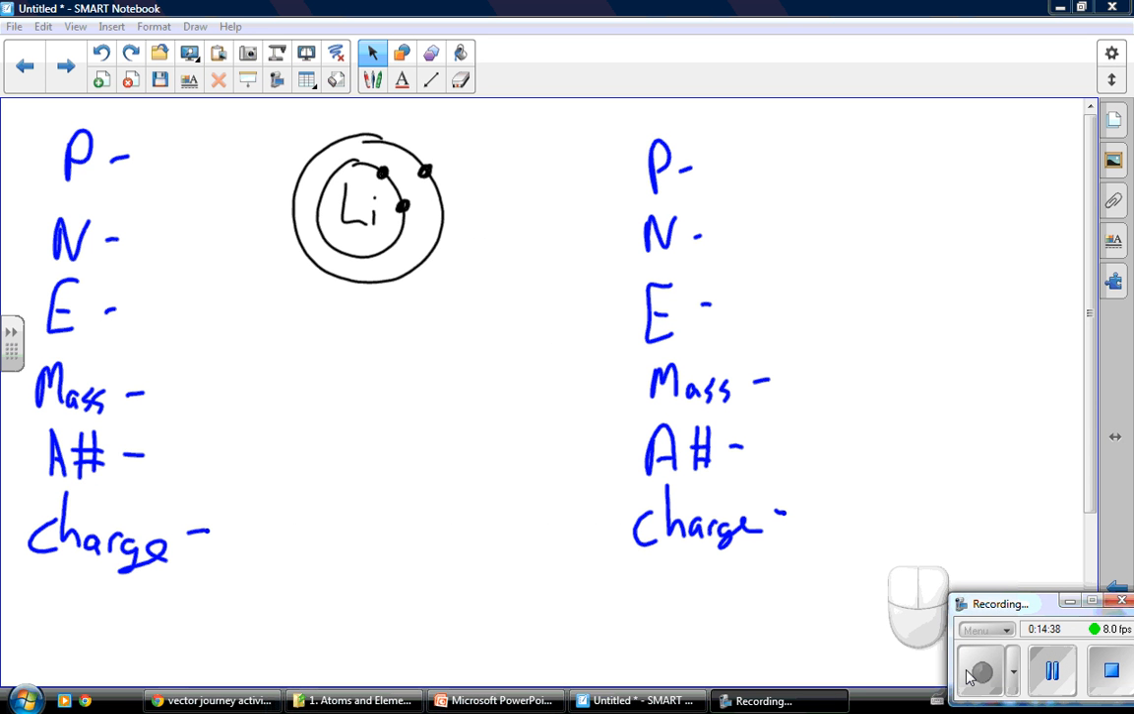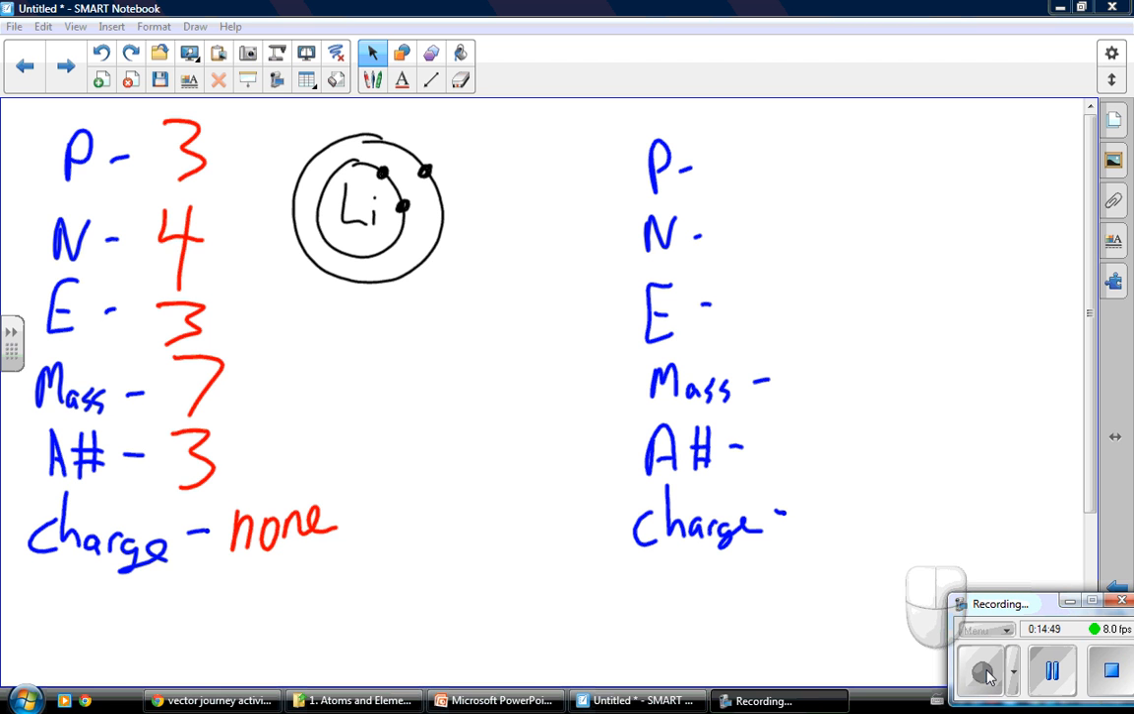So let's take a look at this lithium atom that we've got here. Let's start with what we have. So we'll list all the different things about this lithium atom. All right, so that's all the information about this lithium atom there. But is this lithium atom happy? No, because lithium does not have a full outer shell.